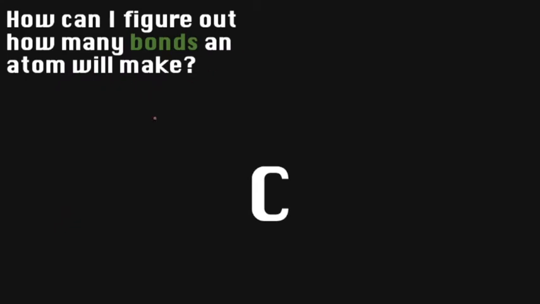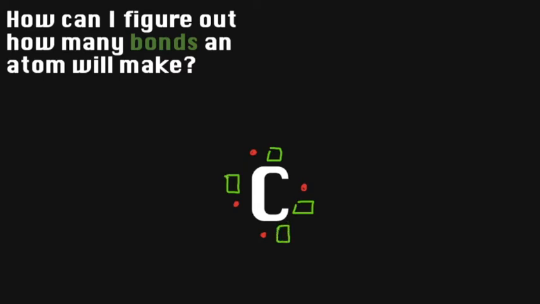So, we can use the Lewis structures of an atom to figure out how many bonds an atom will make. So, carbon, remember we learned before that carbon has 4 valence electrons. But understand something here. If it has 4 valence electrons, that means that it has 4 open spots here.